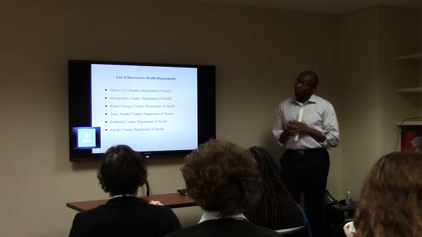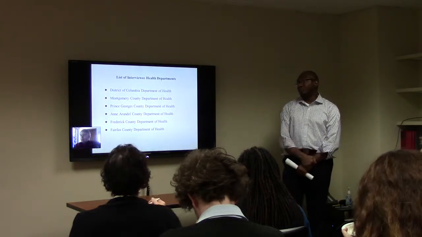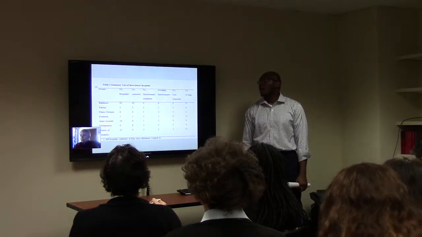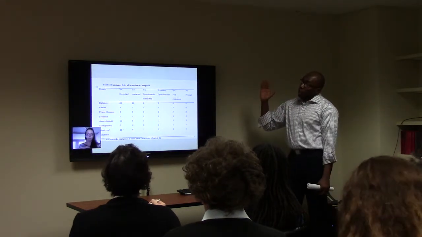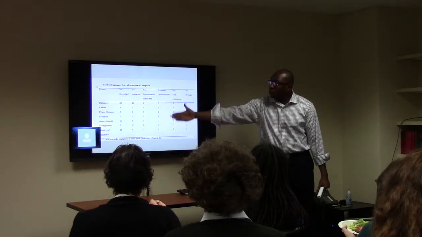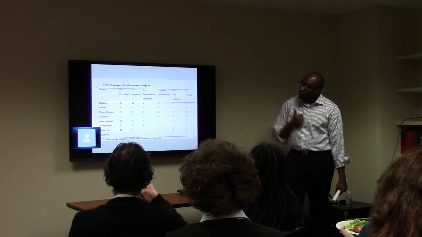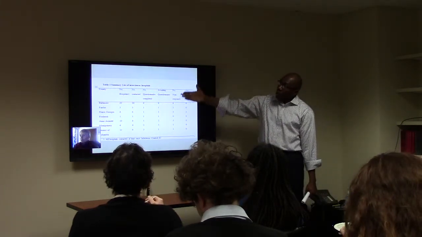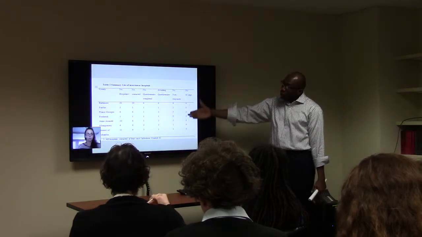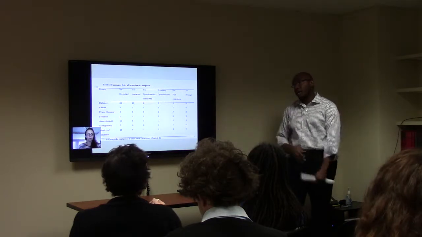Then this is a list of the county health departments that were in the survey. I surveyed 6 county health departments, and this table shows the counties where the hospitals in the survey were located, the number that I contacted, the number of hospitals that completed the questionnaire, the number of hospitals that I'm still awaiting their questionnaires from, and the non-responders.